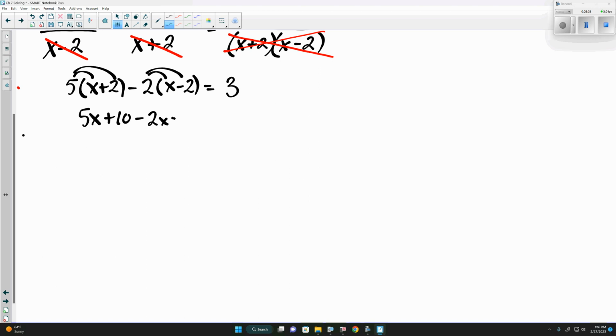Negative 2 times negative 2, positive 4. So we multiply through and we get 5x plus 10 minus 2x plus 4 equals 3. Combine like terms. 5x minus 2x is 3x, plus 14 is equal to 3.